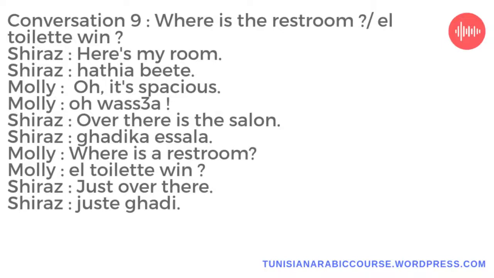Okay. So here's my room, sorry. Here is my room is هذه بيتي. So هذه بيتي is what Shiraz said at the beginning. هذية. This is بيتي, my room. Okay, بيتي is my room. Oh, it's spacious. Oh, واسعة. So you can guess the meaning of واسعة. It's spacious. Over there is the salon. غديكة, over there, is غديكة, صالة. صالة is the salon. You can see that the words are pretty close.